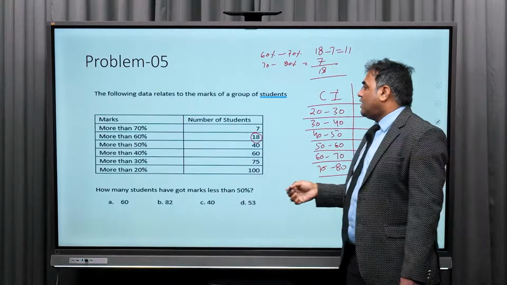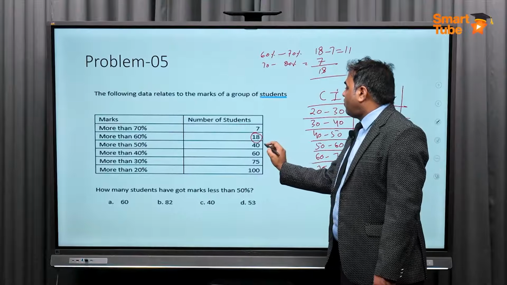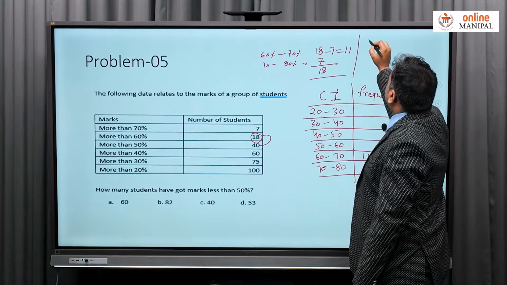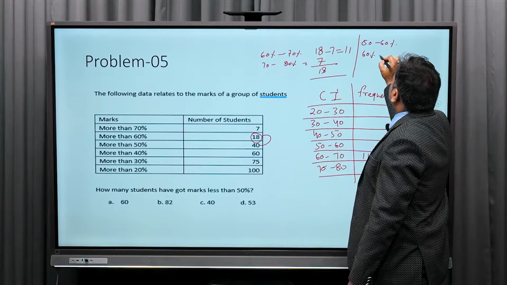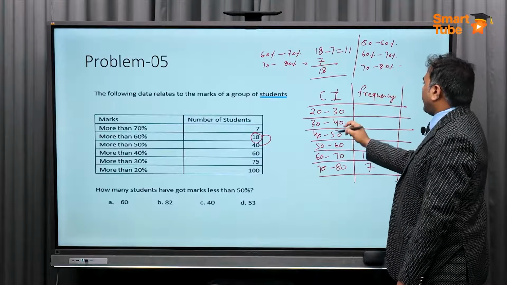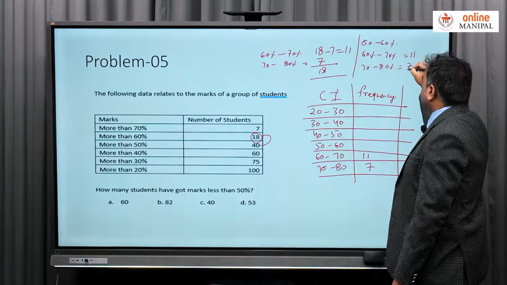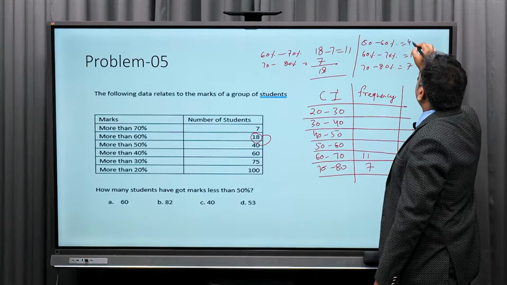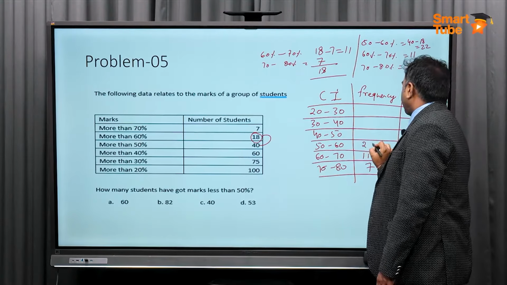Very simple, this would be 11. Going further, more than 50 is 40. So this would be 40 minus 18. You can do it simply: more than 50 would be 50 to 60, 60 to 70, and 70 to 80. 70 to 80 is 7, 60 to 70 is 11, total is 18, and more than 50 is 40. So this value would be 40 minus 18. What is 40 minus 18? That is 22. So you can write here 22.